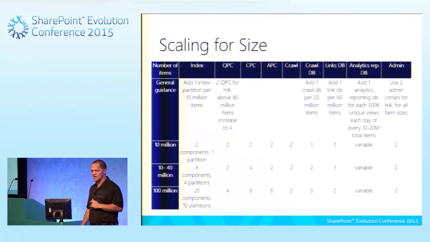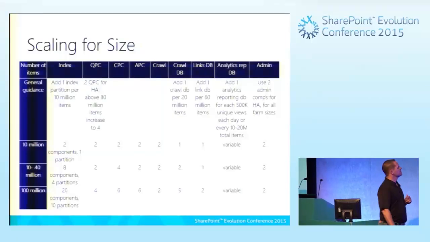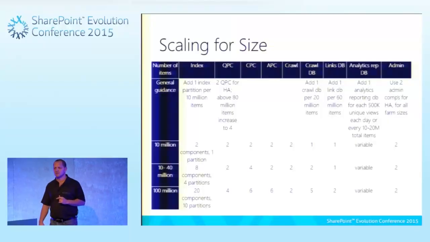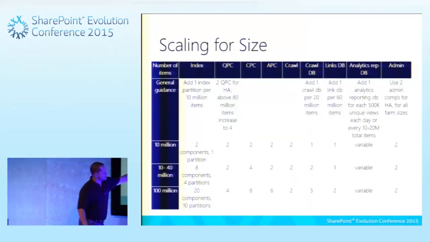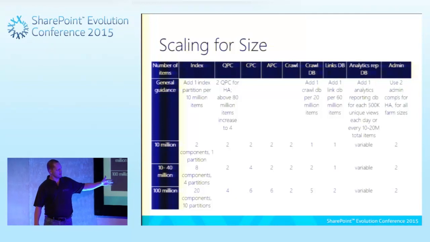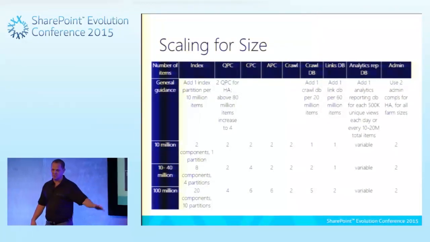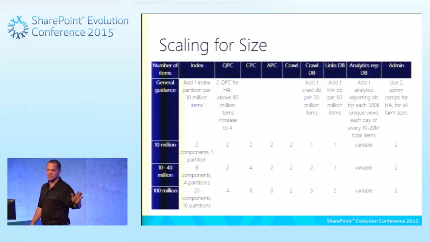And if we want to scale for size, we're starting to really get into some detail. The general guidance is 1 index partition per 10 million items, 2 components with 1 partition, and if you get 10 to 40 million, there's 8 components and 4 partitions. 100 million items, you're going to have 20 components and 10 partitions. All right, this is a quick guide for you. It is in the slide deck that you get.